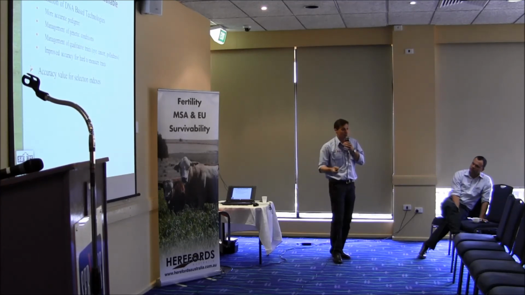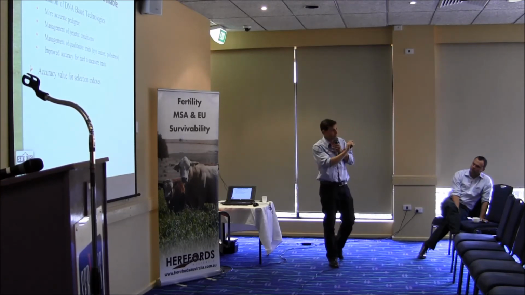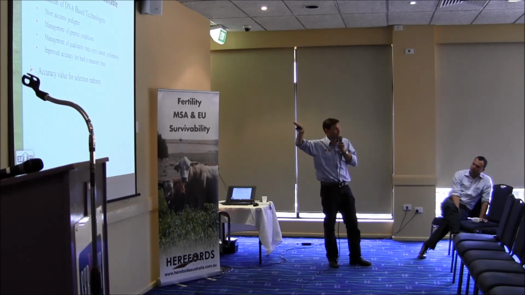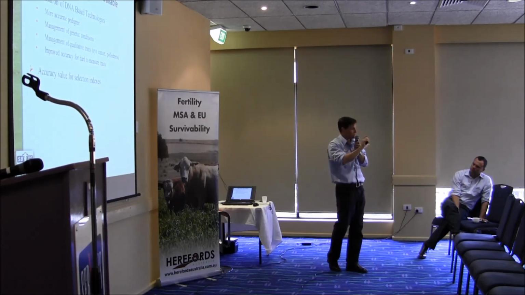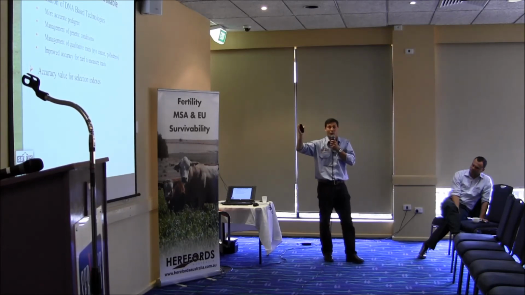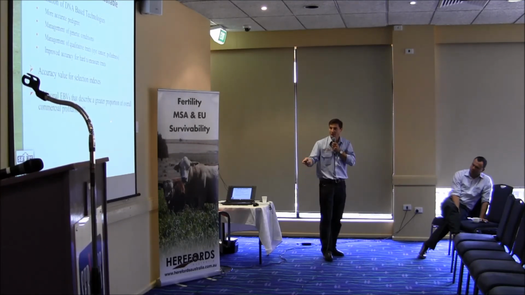One thing which is coming, which will probably happen within this year, is you'll start to see accuracy values on selection indexes. As you have accuracy values on your EBVs, the software is now being set up to produce accuracy values on the selection indexes, to provide you with a more informed decision about how reliable the selection index is that's been calculated on individual animals. So you can wait and see that.